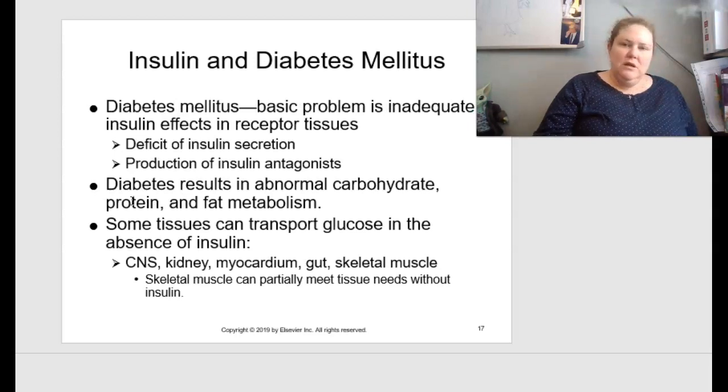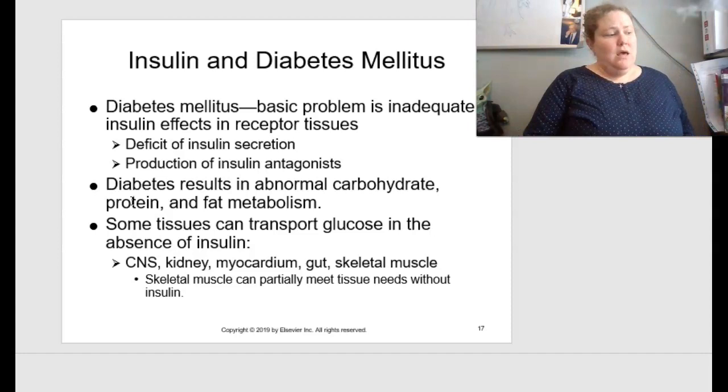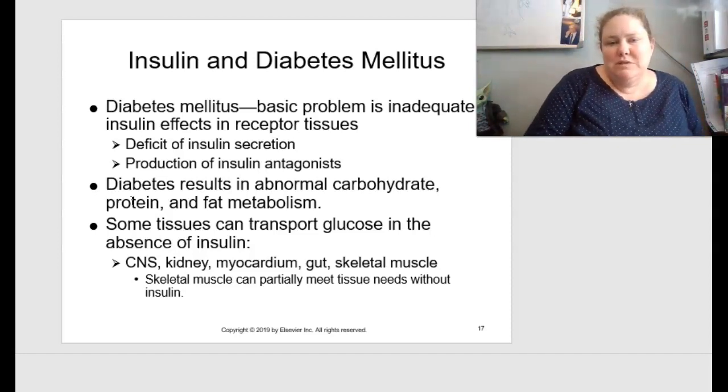So talking specifically about insulin and diabetes mellitus, which is very common in the United States. This starts on page 404 of your book, and it is really important to understand the two different types and what's going on. Diabetes mellitus's basic problem is that you have inadequate insulin, okay? And so the insulin isn't going to be able to have the desired effect in the receptor tissue, and this is because you are deficient in secreting insulin. And so what happens is that you produce insulin antigens, right?